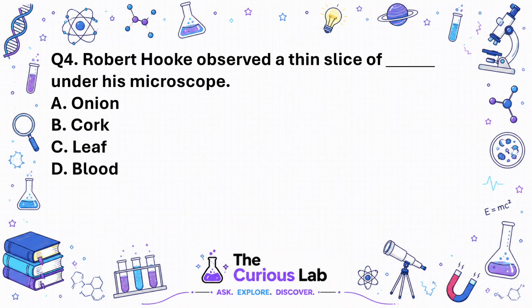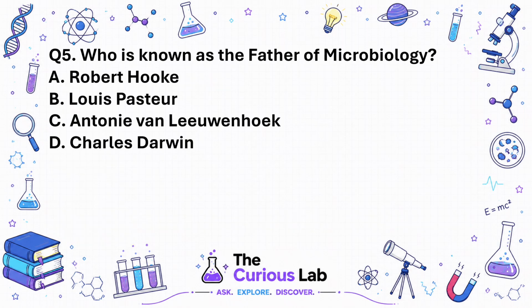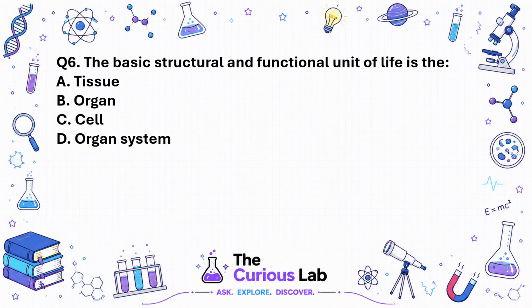Next question. Robert Hooke observed a thin slice of dash under his microscope. The answer is cork. We know that he observed the cork cells. Who is known as the father of microbiology? Antony van Leeuwenhoek. The basic structural and functional unit of life is, yes, it is cell.